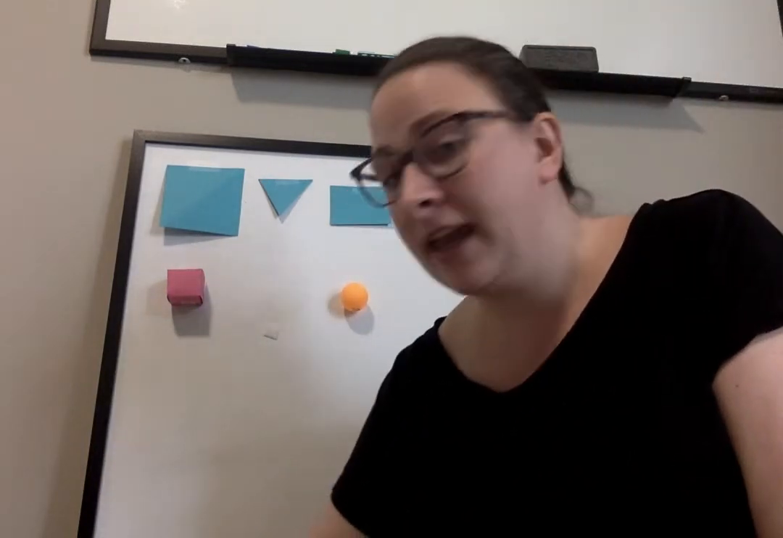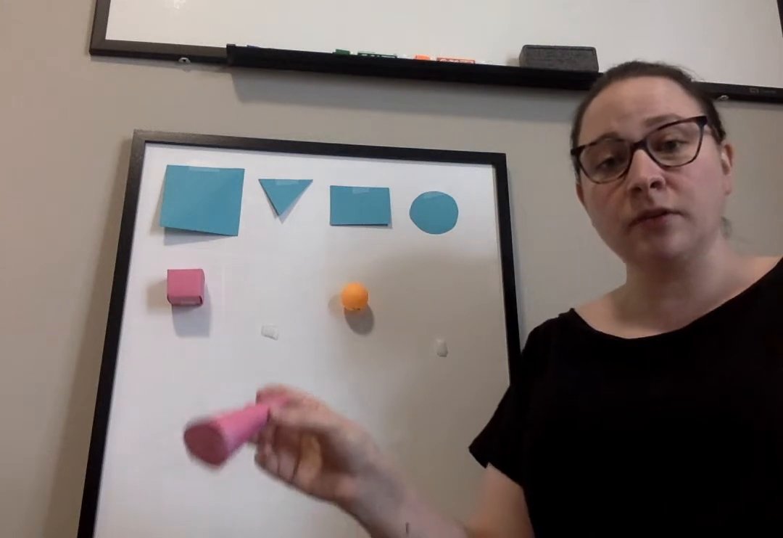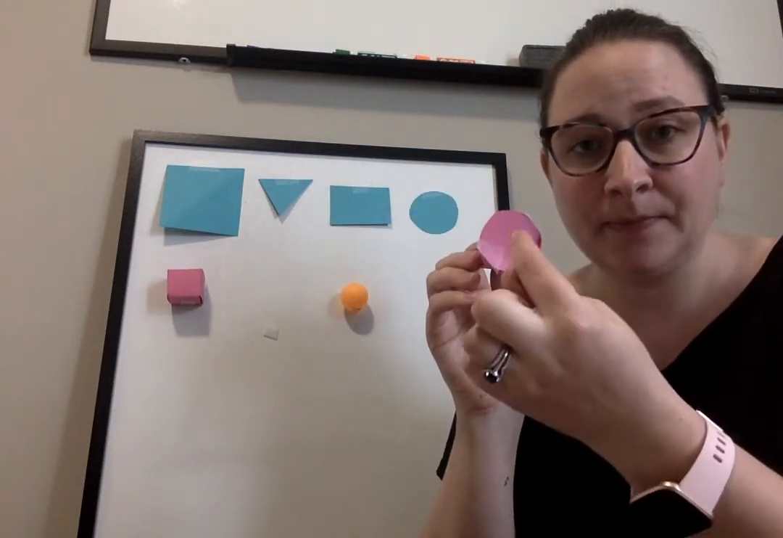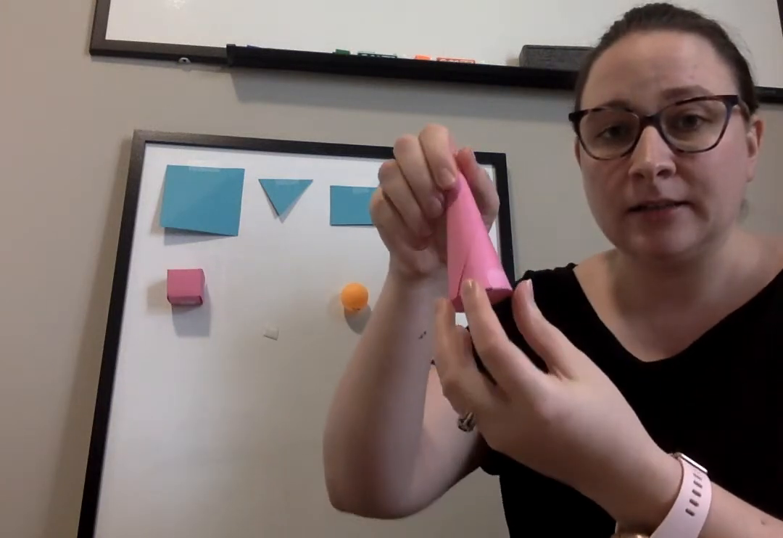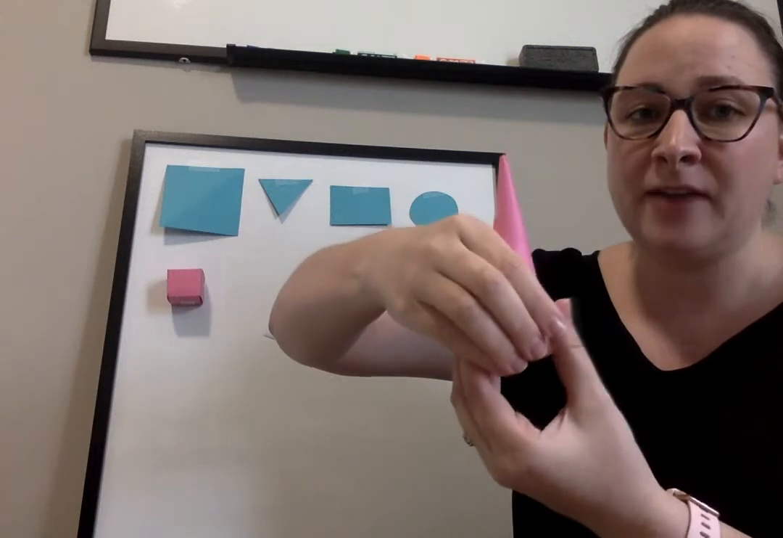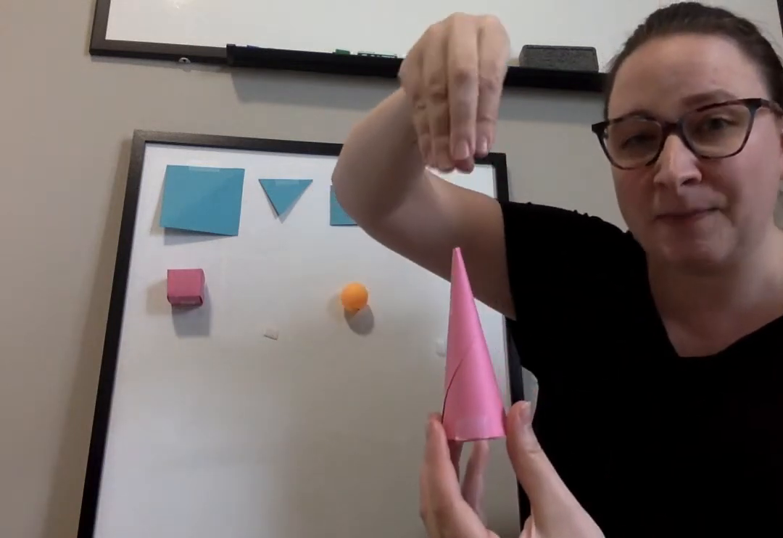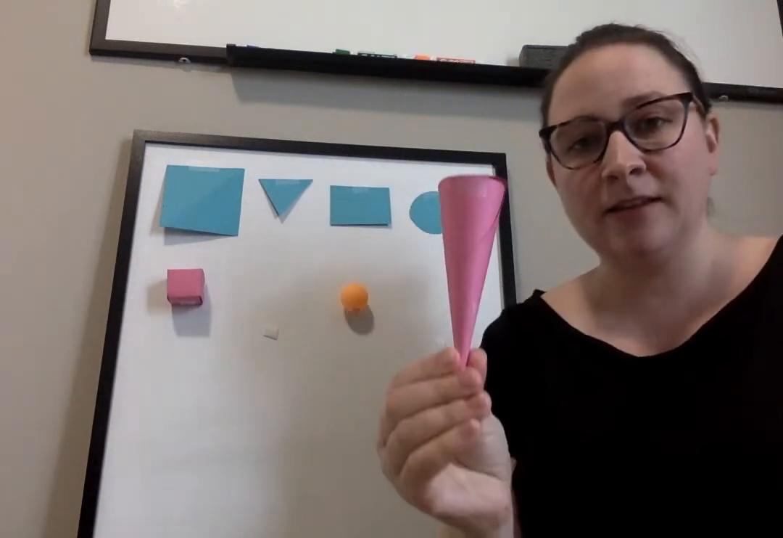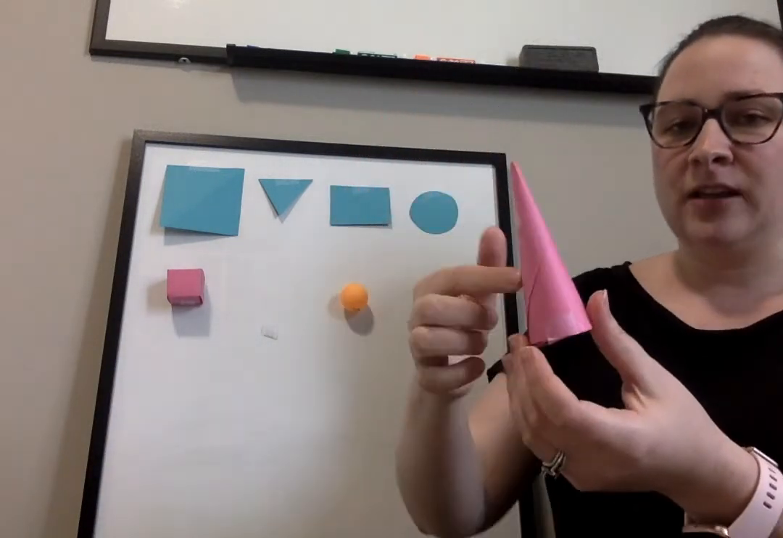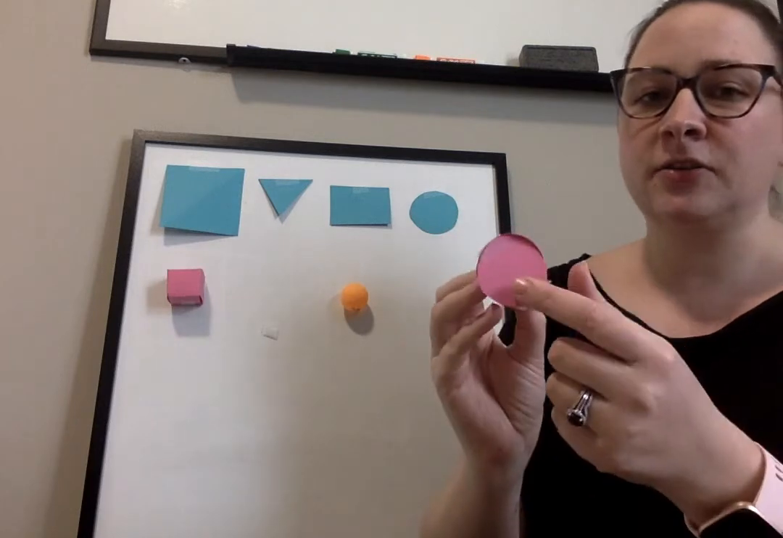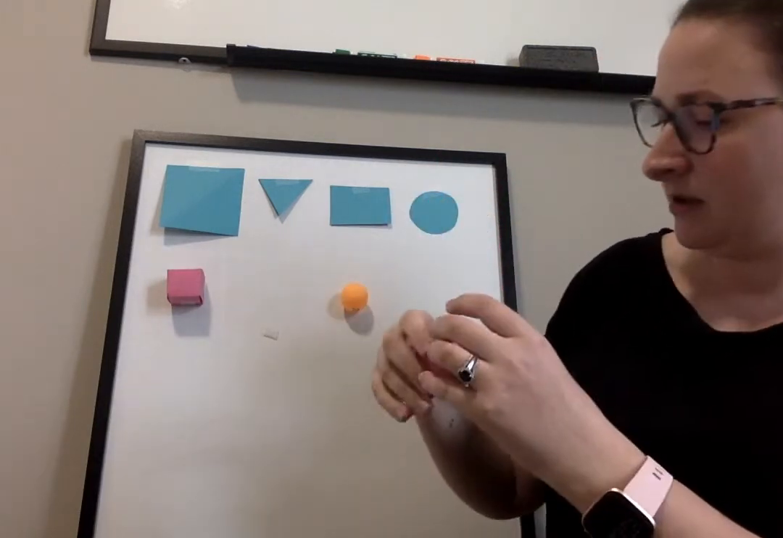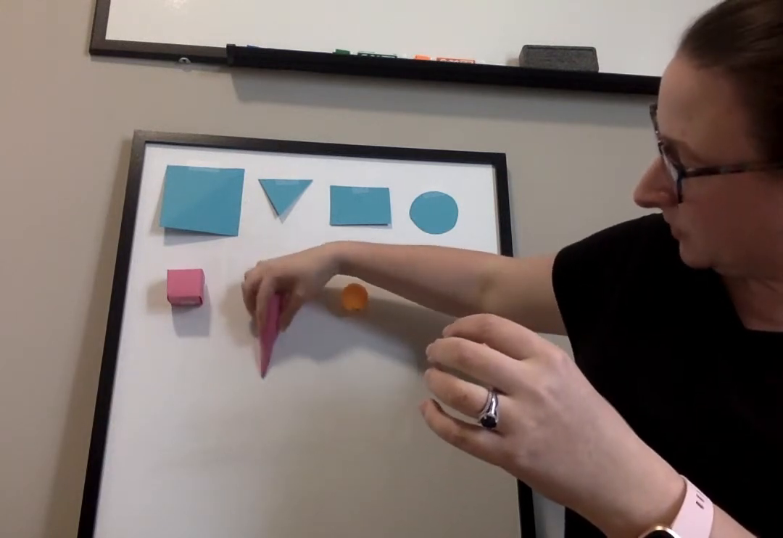Okay, let's look at a cone. A cone has a flat circle on the bottom, but the cone looks like you took the circle, you grabbed all around it, and you pulled it up, you stretched it up into a point. So it kind of looks like an ice cream cone, doesn't it? So a cone has one circle face and one point at the top. Let's see if this will stick.